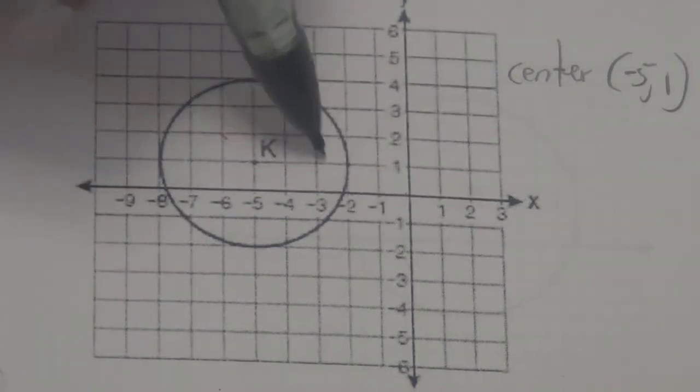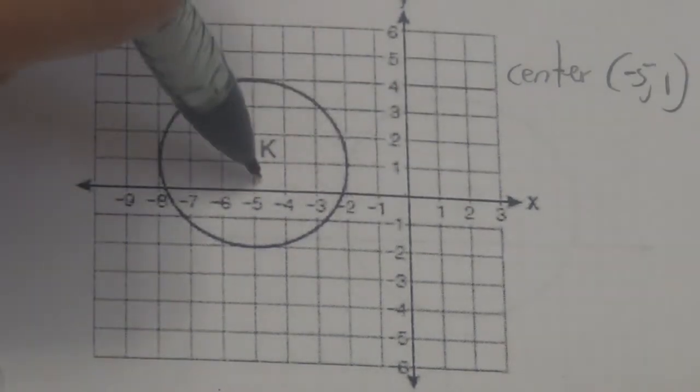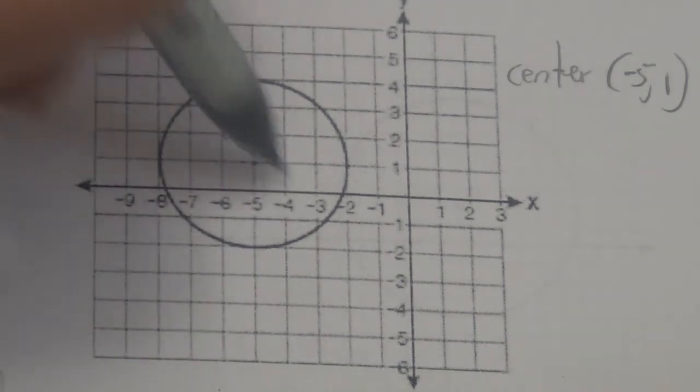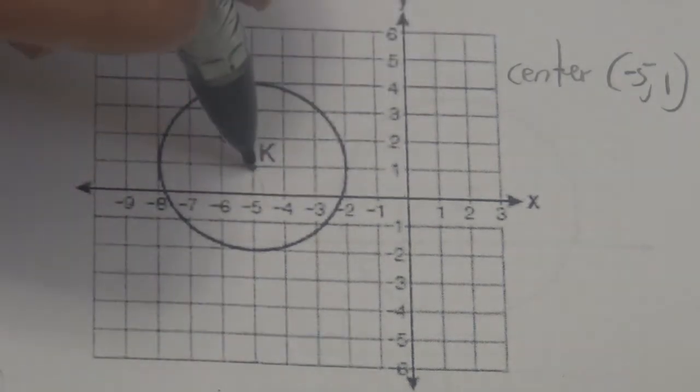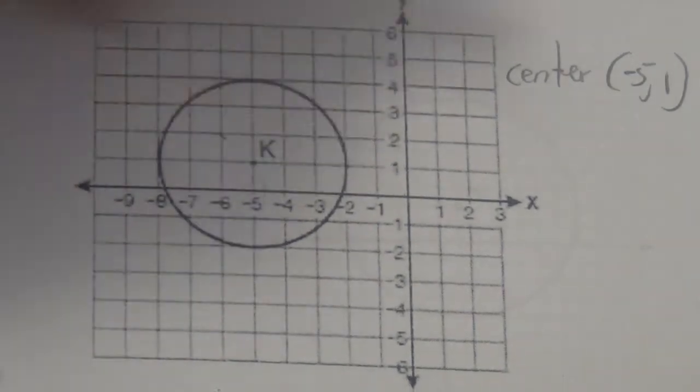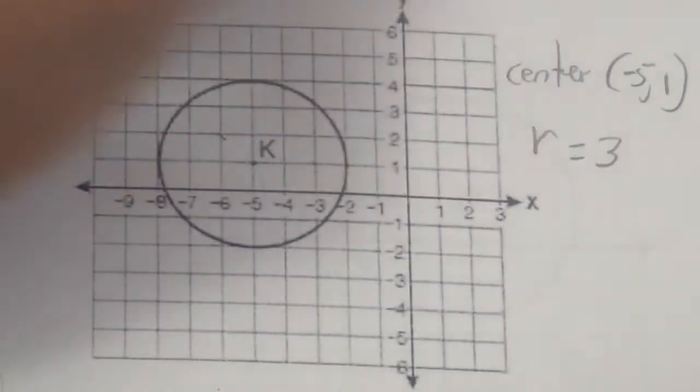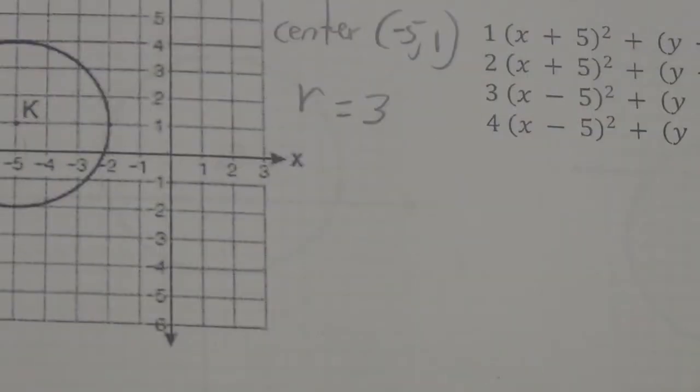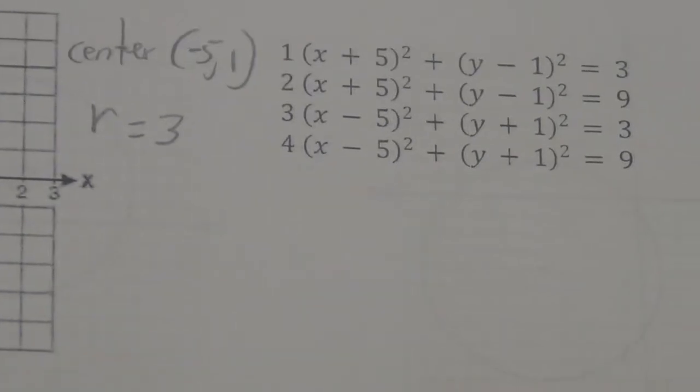Well, we count the horizontal or the vertical distance. You don't want to go diagonal because then you're going to have to use the distance formula. So let's see now. 1, 2, 3. The radius is 3. So r is 3. And now I'm ready to write the equation of my circle.